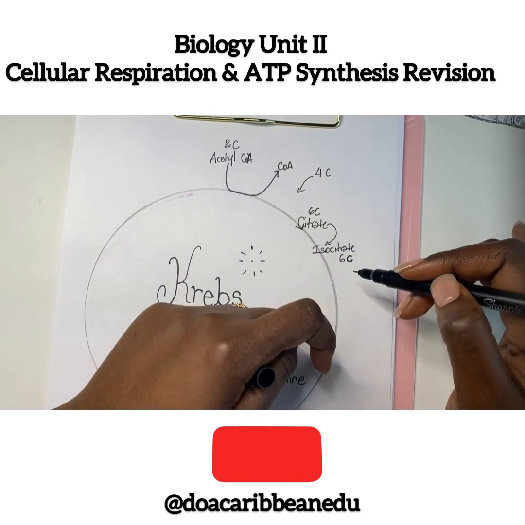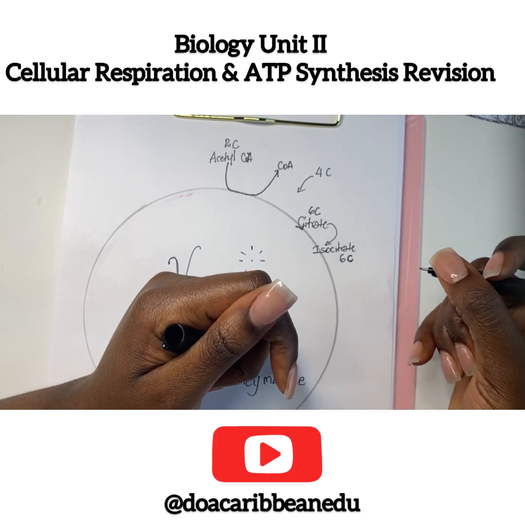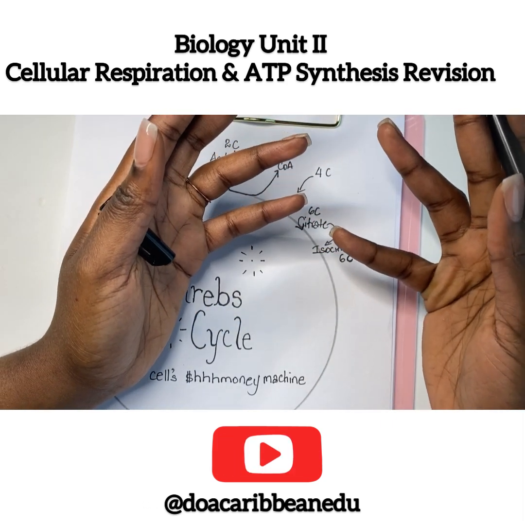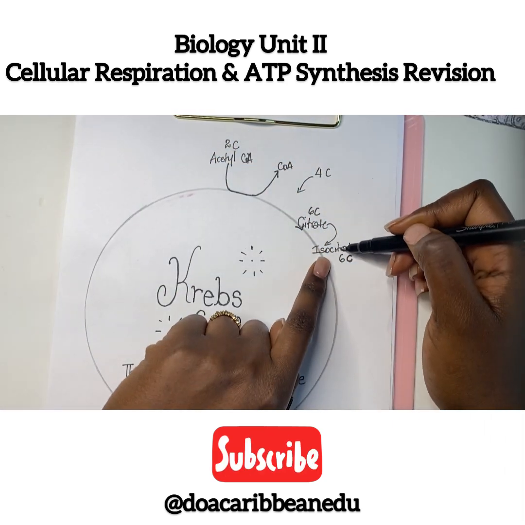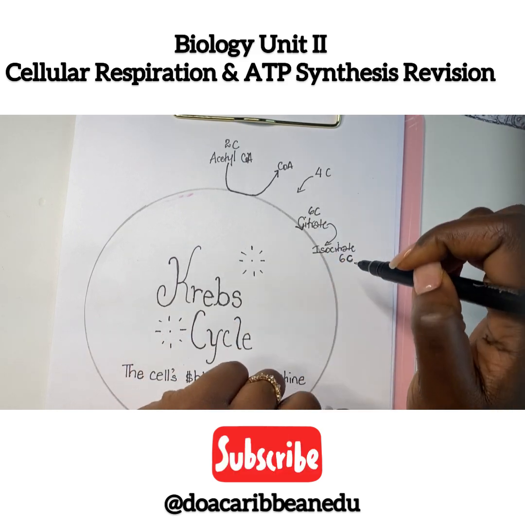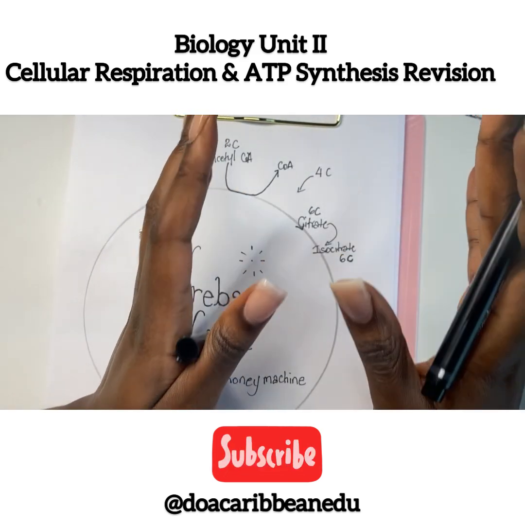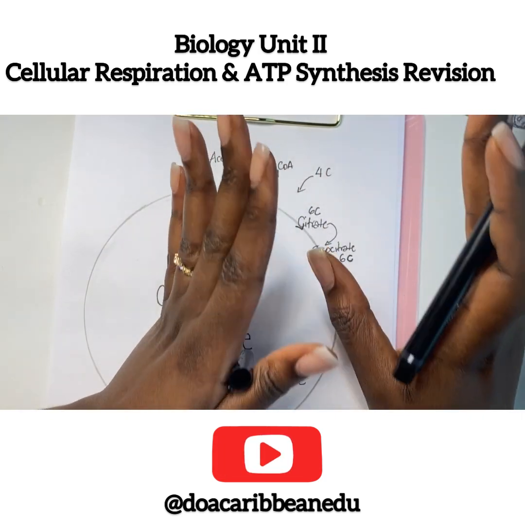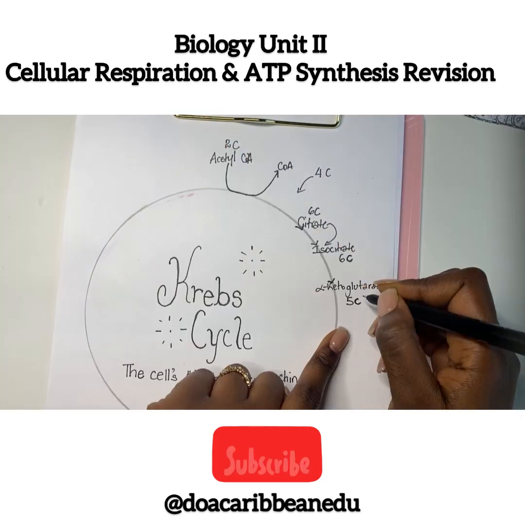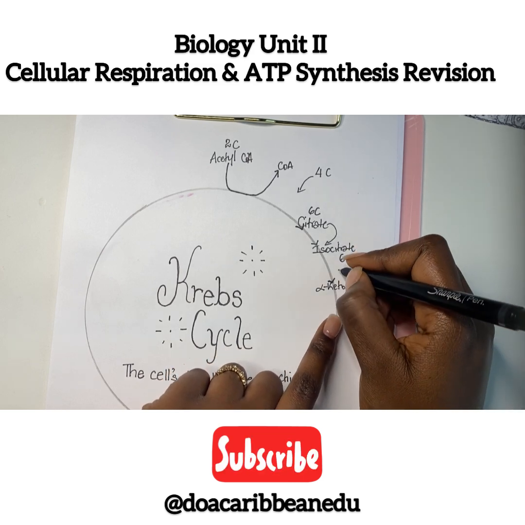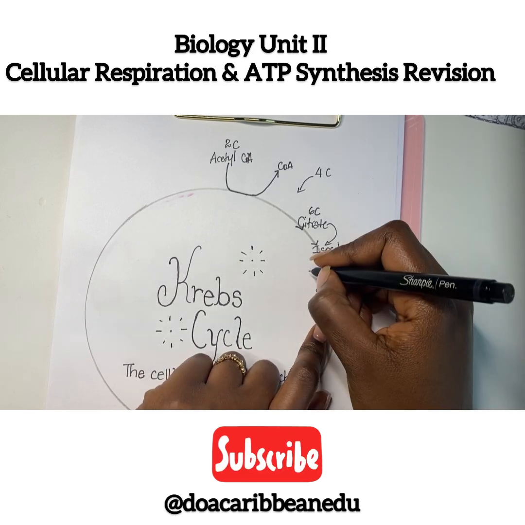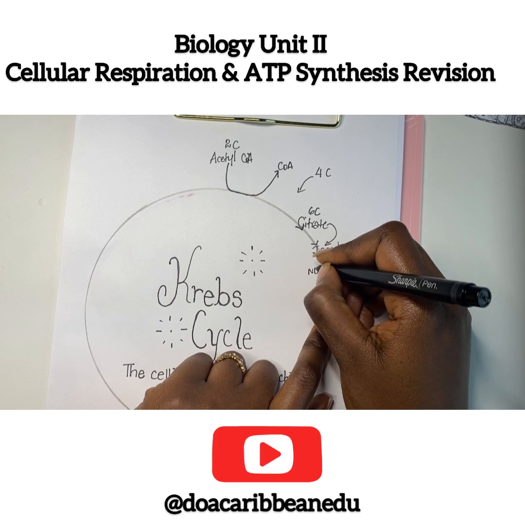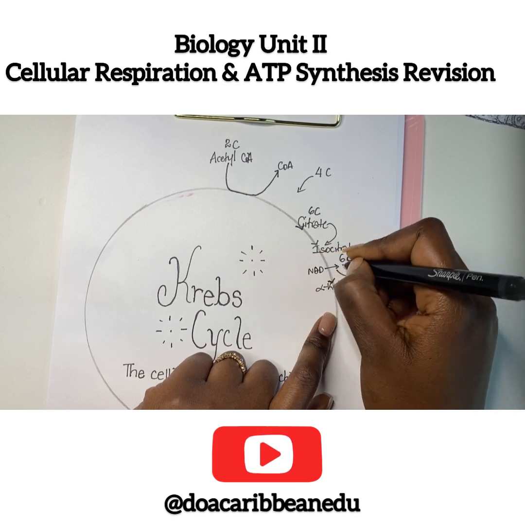Isocitrate will undergo decarboxylation. Decarboxylation because this isocitrate will lose one of its carbon atoms to form a 5-carbon molecule. And this is called alpha ketoglutarate. Carbon is given off as carbon dioxide. So NAD going to NADH.